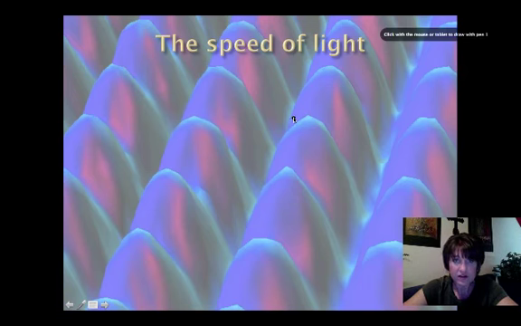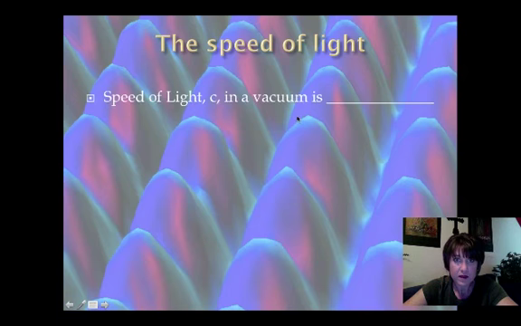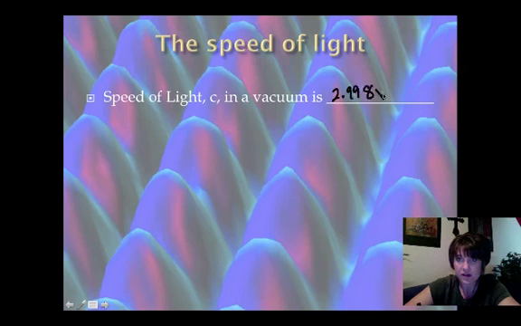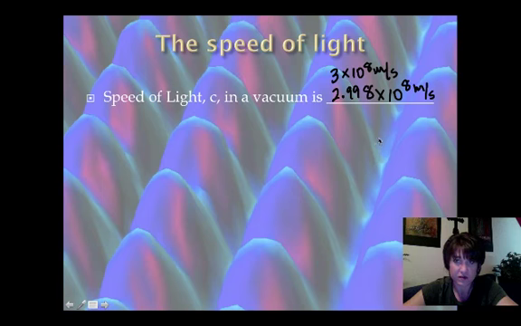Light always travels the same speed in a vacuum, and that makes it pretty handy because that speed is constant. So we use the letter c to represent it. The speed of light in a vacuum is 2.998 times 10 to the 8th meters per second. For most of the calculations we're going to do, though, we're going to use 3 times 10 to the 8th meters per second, because that level of precision will do for what we need to talk about.